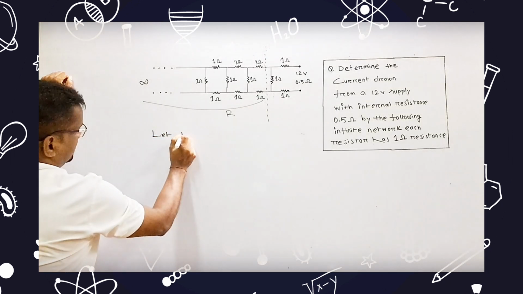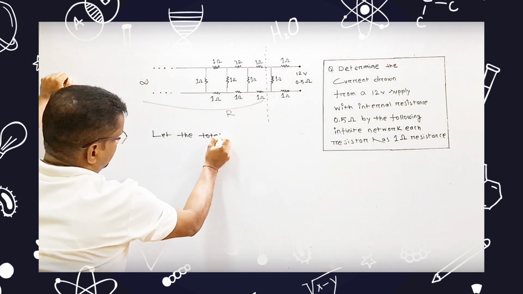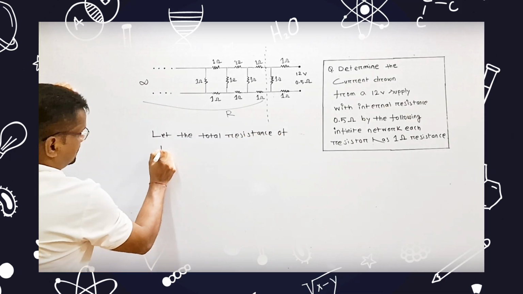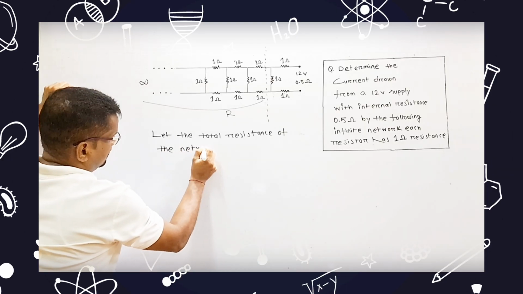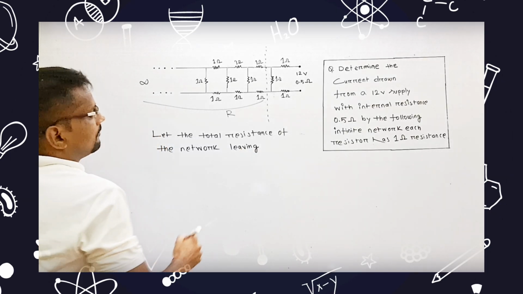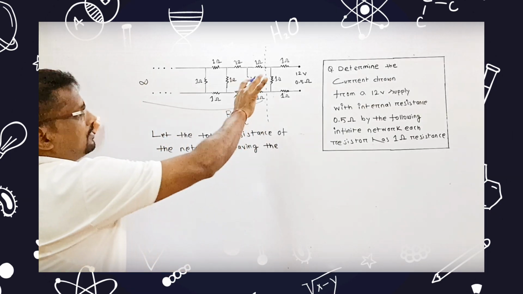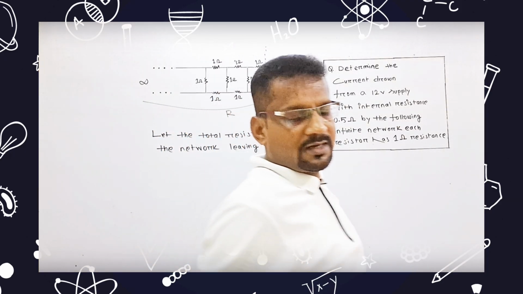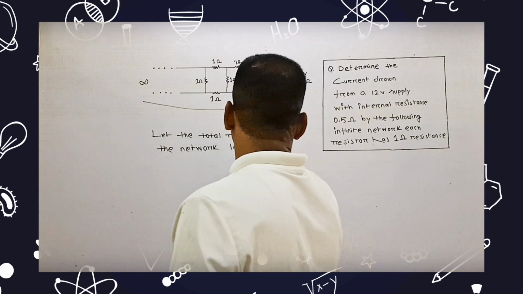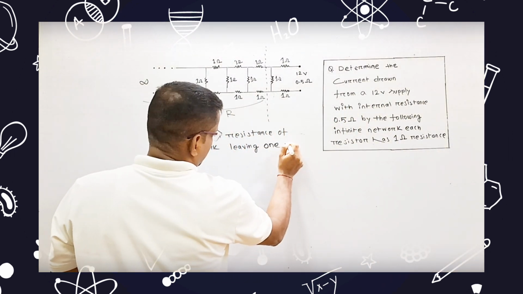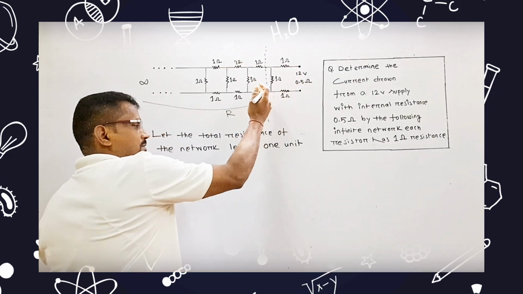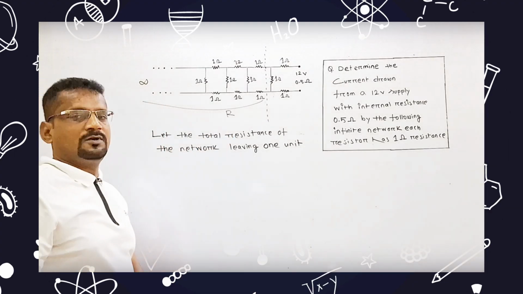Let the total resistance of the network, leaving the single unit, or the separated unit, or the unit which is being isolated, or you can simply say leaving one unit. So leaving one unit means after cutting, leave out the unit that remains on this side, and the rest of the network, the total resistance, we take as R.